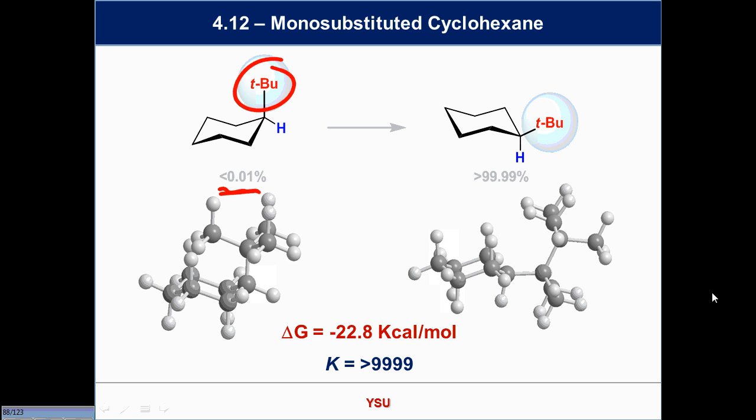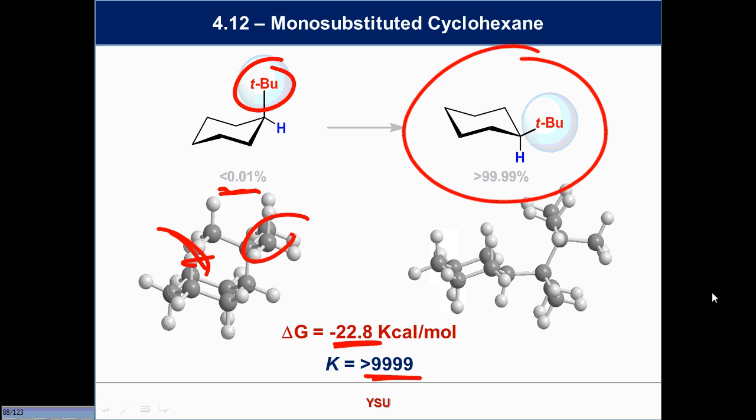Why? Look at that. Wherever you put these things, they're on top of the hydrogens right there. That's a terrible situation. So this now, the delta G is huge. Think about the numbers here. And the equilibrium constant is huge. It's telling you that it's pretty much all this.